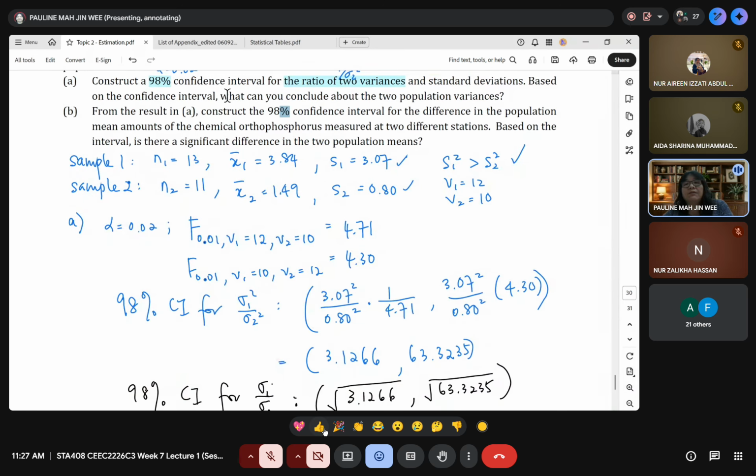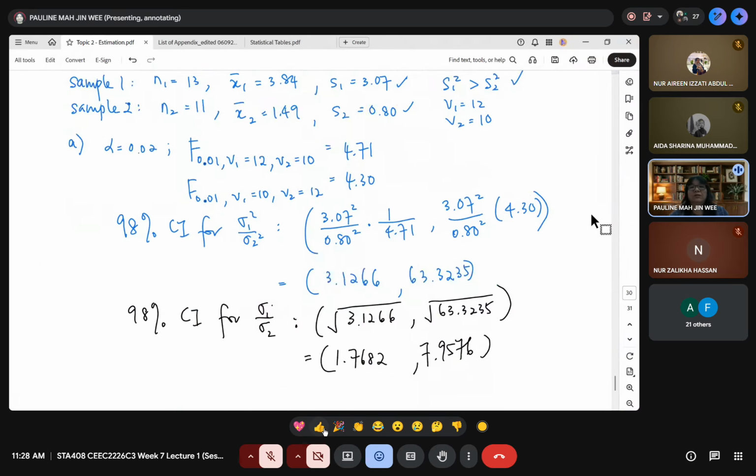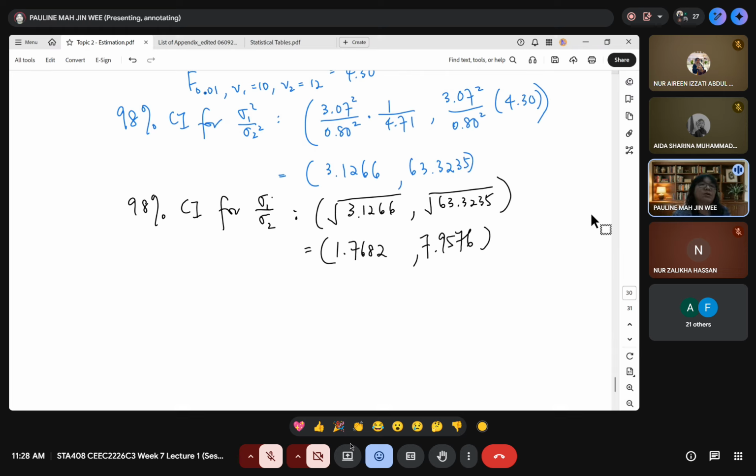Construct a 98% confidence interval for the ratio of two variances and standard deviations. So the second part is, based on the confidence interval, what can you conclude about the two population variances? So the word here is conclude. They want you to come up with a conclusion based on your calculation here. What can you conclude about the two population variances? So we want a conclusion. So how do you conclude here? Are they going to be equal or not equal? That is how you're going to conclude.